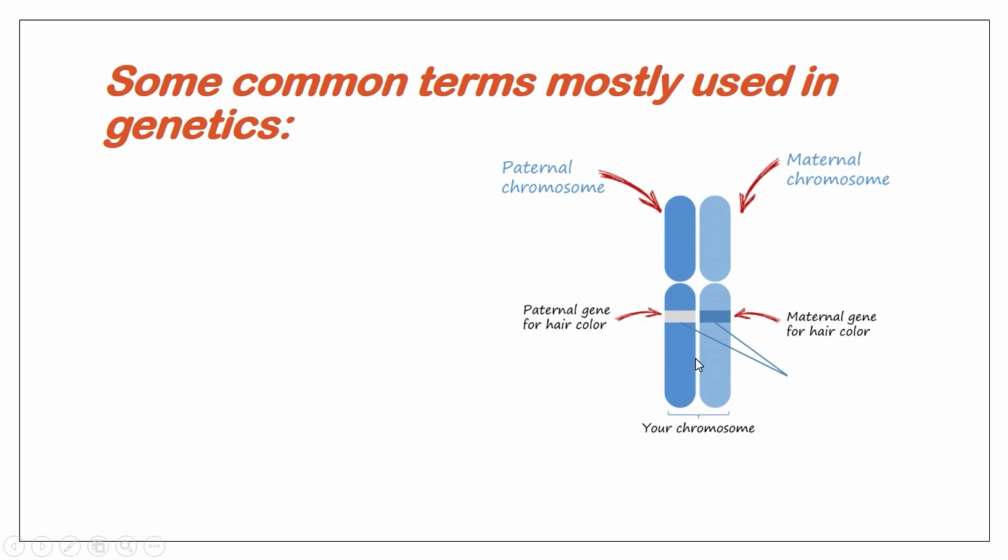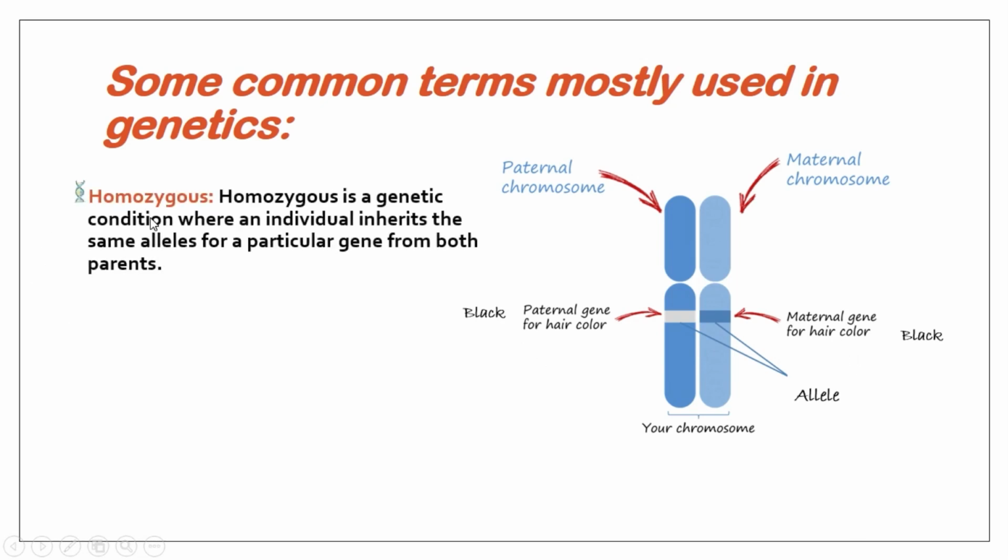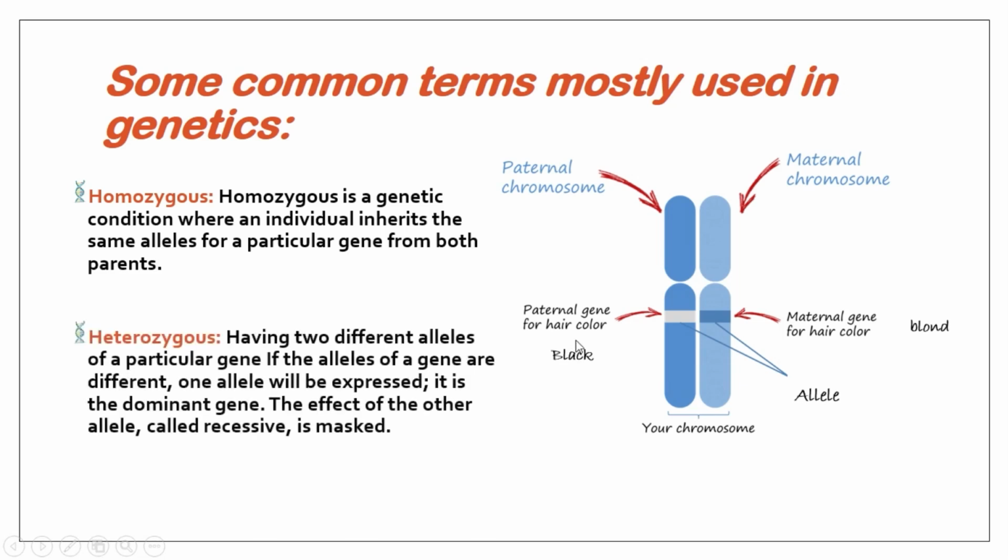Let's have another look at this picture. So now we have learned what an allele is. Suppose you are receiving a black allele for hair color from both your parents. It means both alleles are the same. So we can use the term homozygous. Suppose you're receiving blonde hair color from your mother and you're receiving a black allele for hair color from your father, in a paternal chromosome. It means alleles are different. So you can use the word heterozygous.